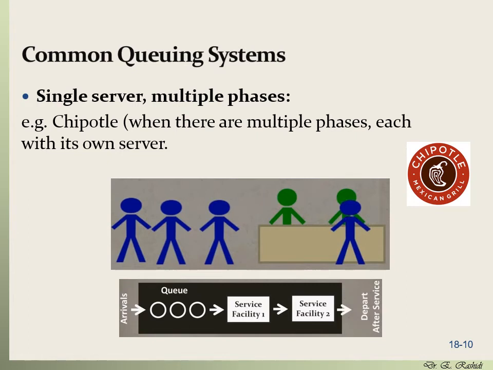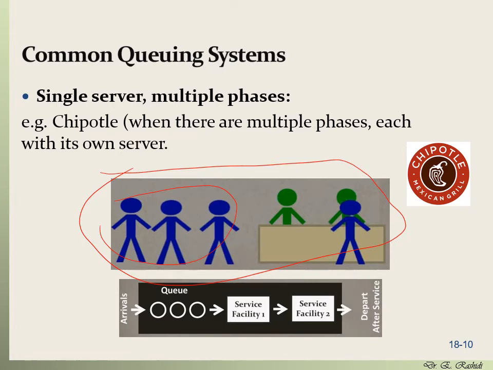The next queuing system is single server, multiple phases. So there are multiple phases in this system, and each phase has only a single server. Let's look at our queuing system here. These are the people who are waiting in line.